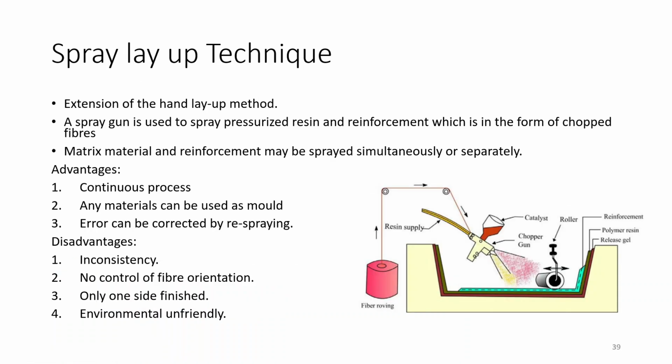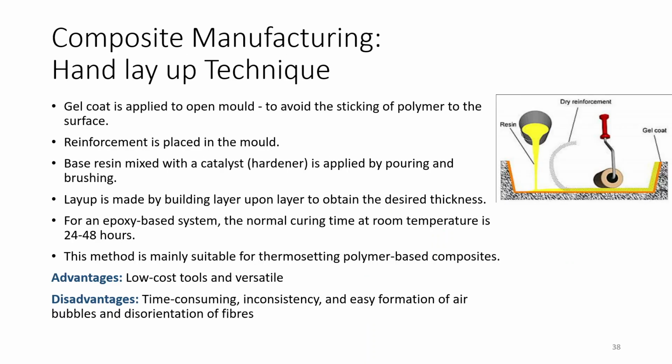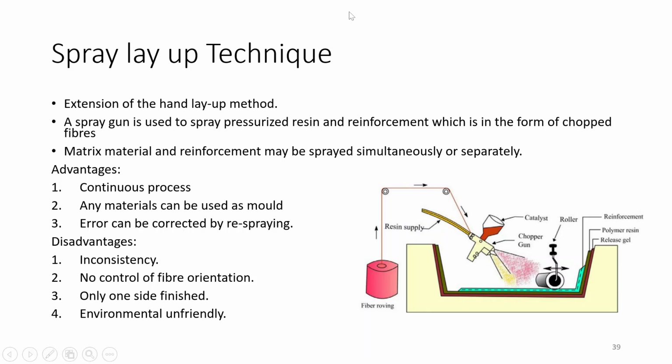Spray layup technique. Previously it was the hand layup technique, and this is the spray layup technique. In this case it is an extension of the hand layup method. Here a spray gun is used to spray pressurized resin and reinforcement, which is in the form of chopped fibers. Two parts are there: one will be supplying resin and one will be supplying catalyst.